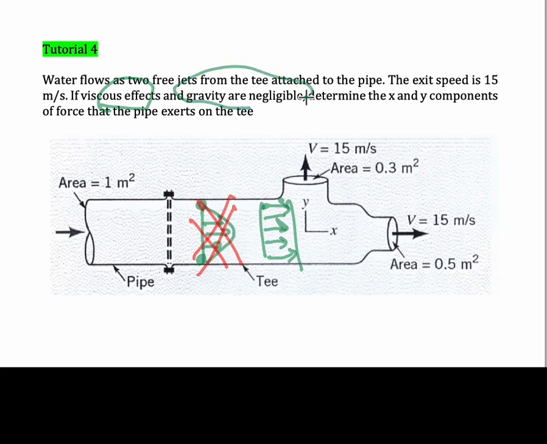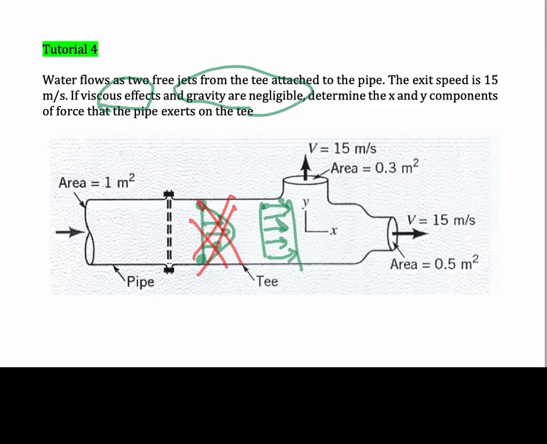And then gravity negligible means, again, in your Bernoulli equation, it is okay for you not to count the value of z1 and z2, because the height is maybe too small, and the potential energy can actually be neglected in this calculation.